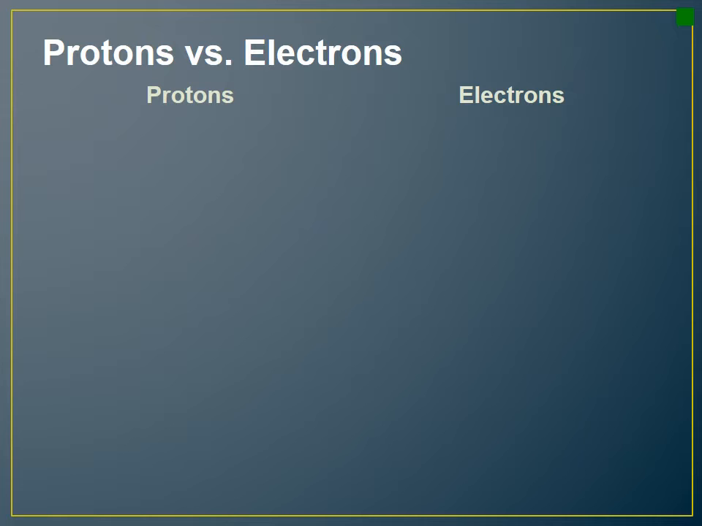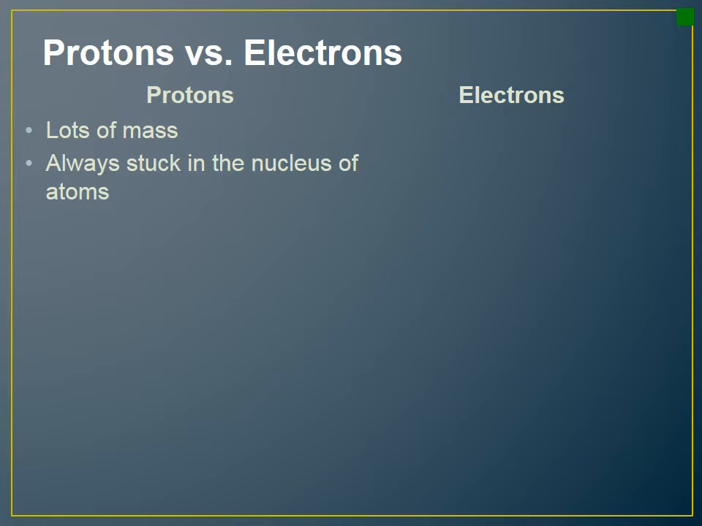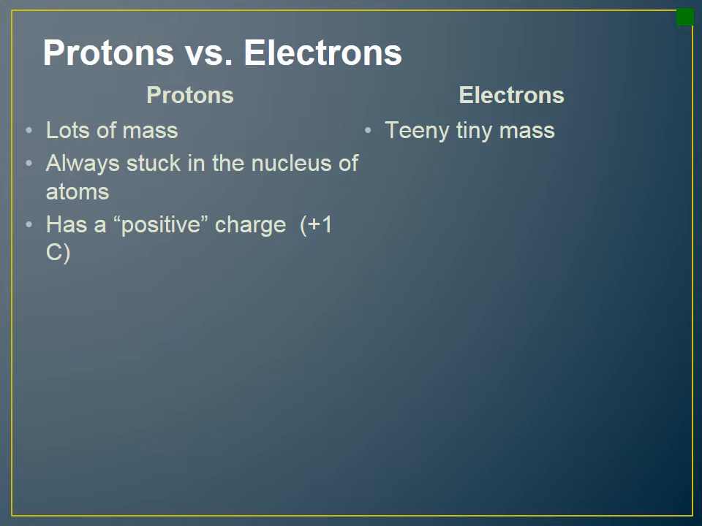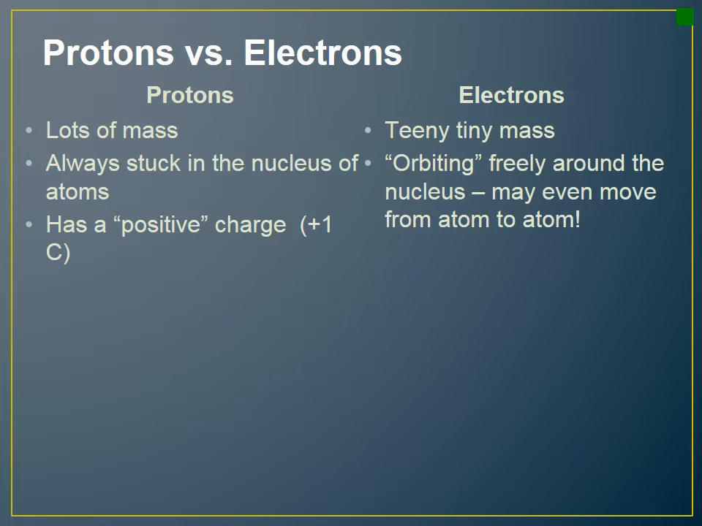So in this class, the two subatomic particles we will be paying the most attention to are protons and electrons. Both protons and electrons have pretty unique characteristics, which is what I'll be sharing with you on this slide. So let's start with protons. They have a lot of mass and are almost always stuck in the nucleus, or that centermost part of the atom. It also has a positive charge. Electrons, on the other hand, have a really small mass and orbit freely around the nucleus and can even move freely from one atom to another. They also have a negative charge.